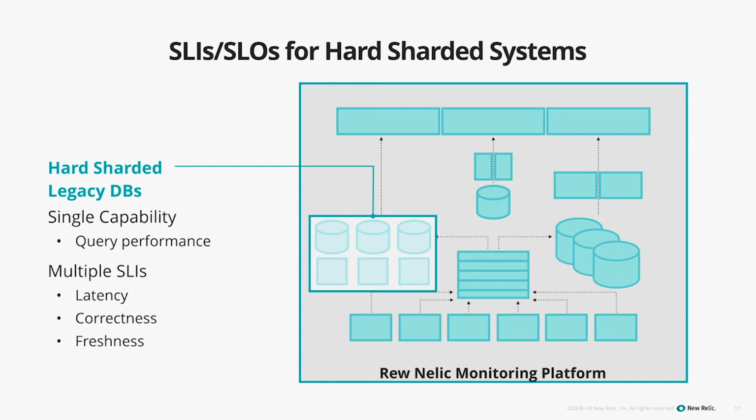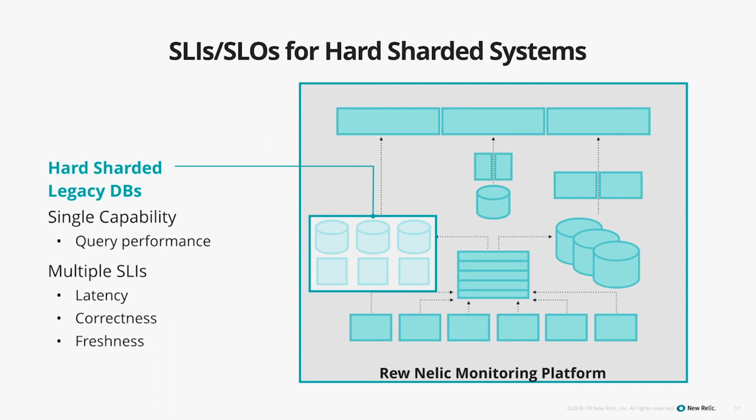Now, in addition to our new data tier, we also have some legacy systems that are hard-sharded. Yes, it's true. We're working to get rid of cases like these, but we do need to include them in our SLIs and SLOs because they still exist and they're part of the production platform. In a lot of respects, when we think about SLIs and SLOs for these systems, it's going to look a lot like our newer horizontally scaled data tier. The specifics of how we measure SLIs are going to be a little bit different, but conceptually it's about the same.